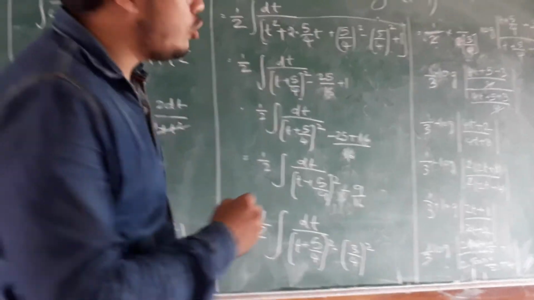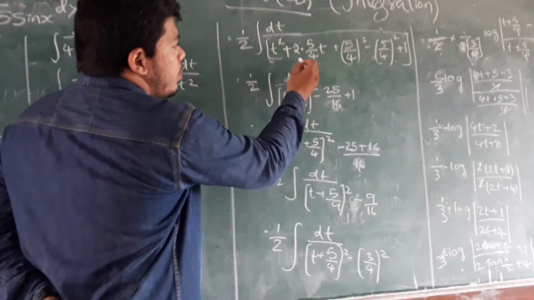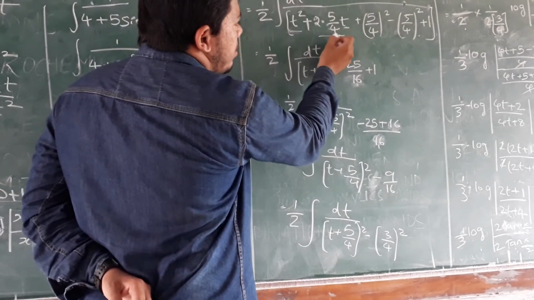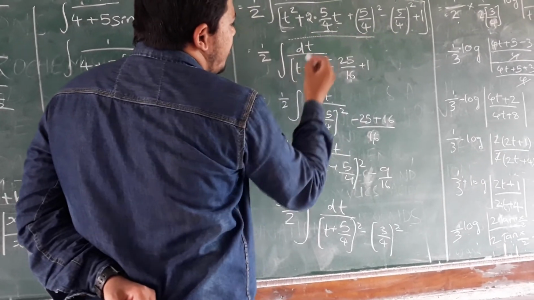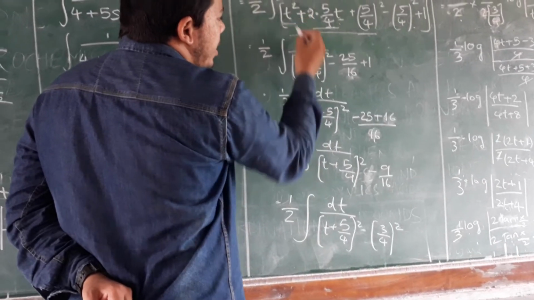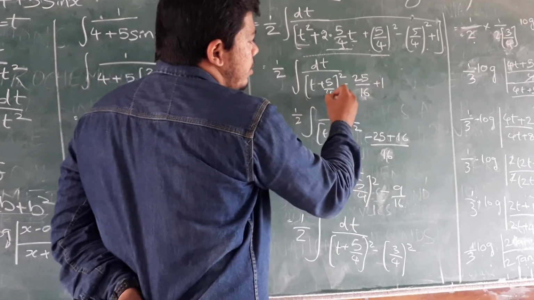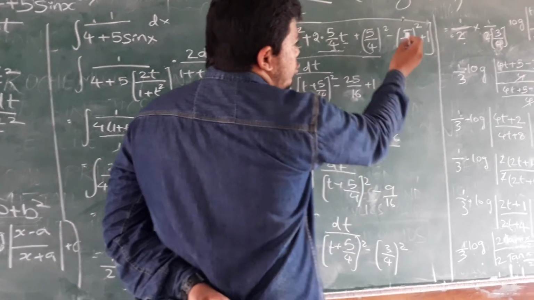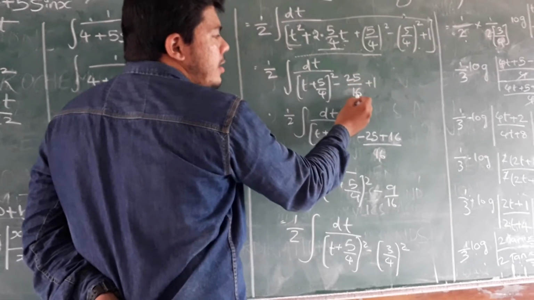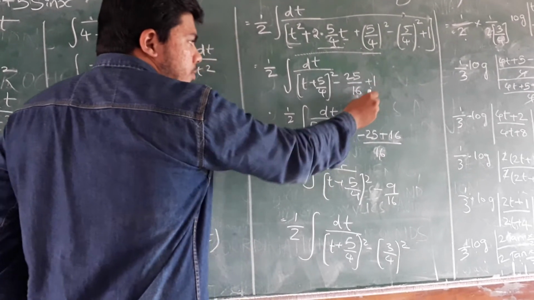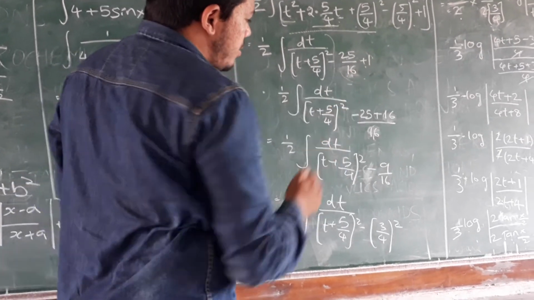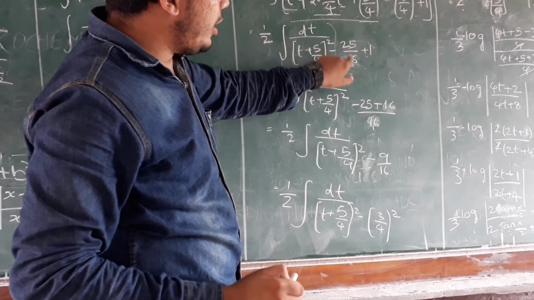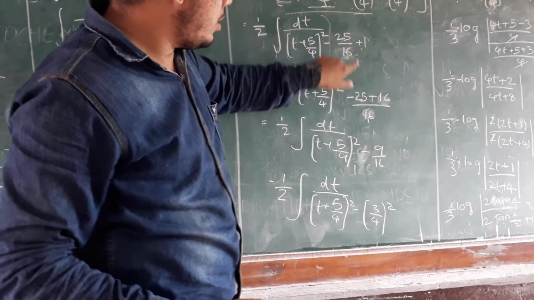Now what could it be? A square, 2ab, b square. So the entire thing we can write as a plus b whole square, that is t plus 5 by 4 whole square, minus 5 by 4 whole square which is 25 by 16, plus 1. We have got all the values, we just have to simplify this.